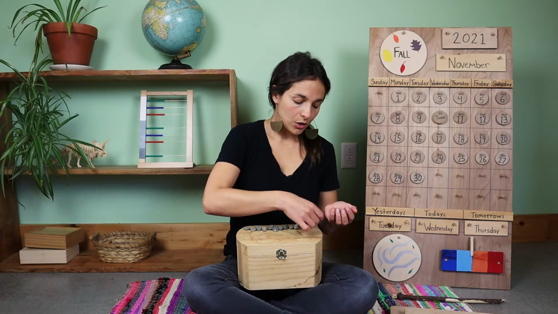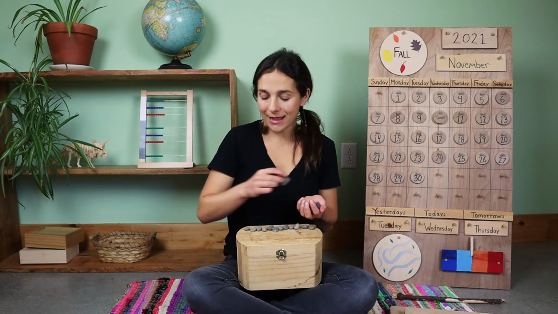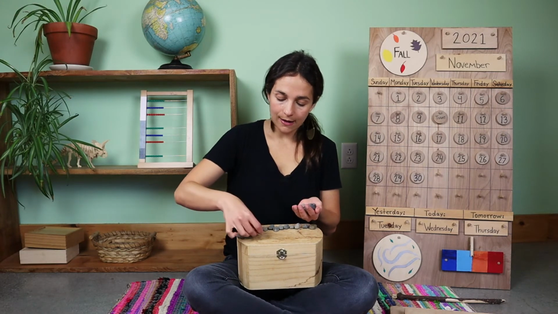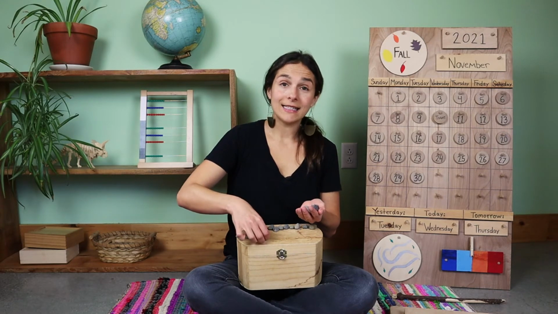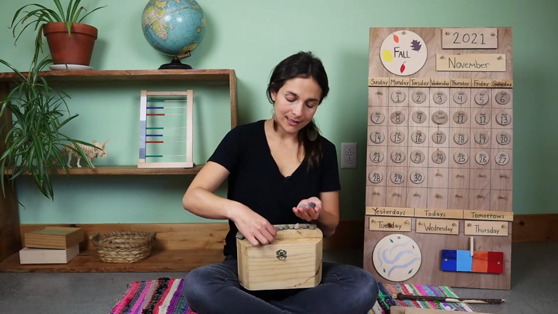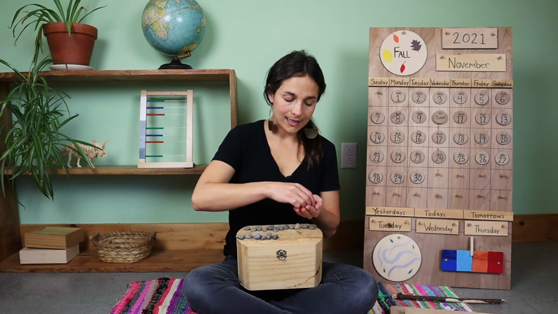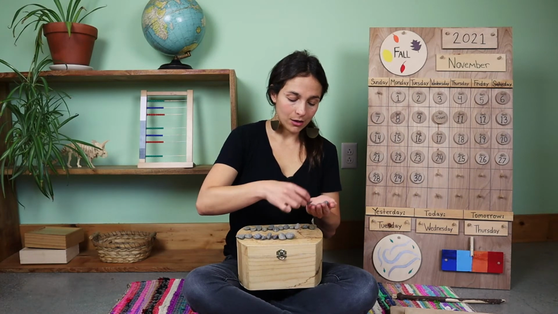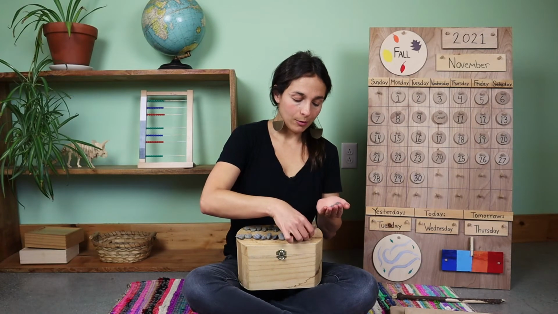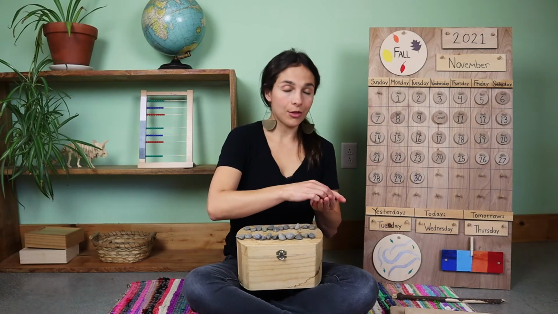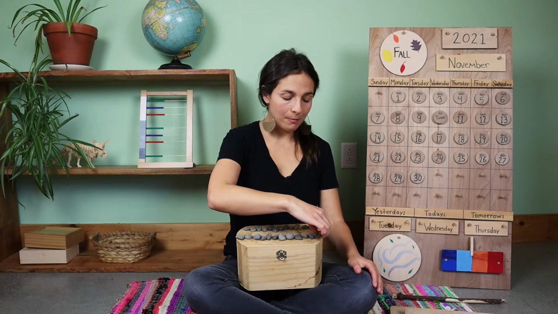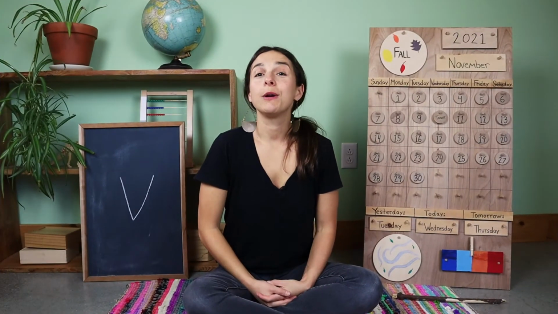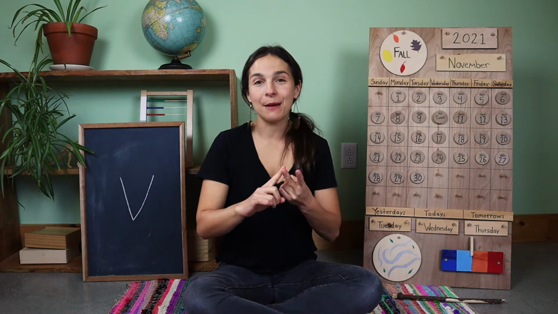1, 2, 3, 4, 5, 6, 7, 8, 9, 10, 11, 12. Halfway there. 13, 14, 15, 16, 17, 18, 19, 20, 21, 22, 23, and one more makes 24. 24 pebbles. We've gone over the letter of the week and the number of the week.